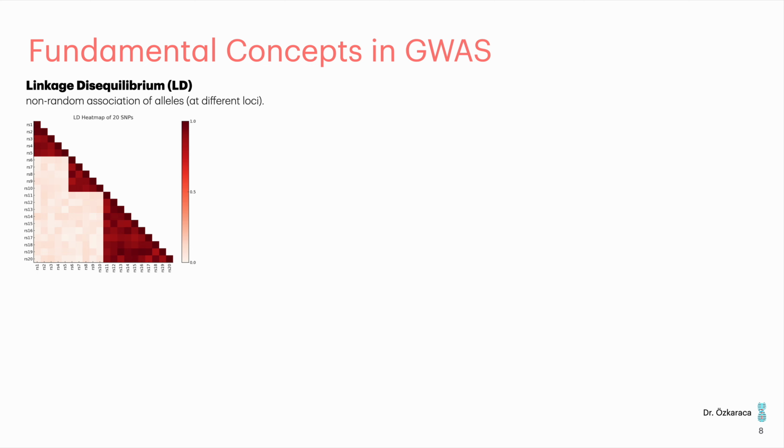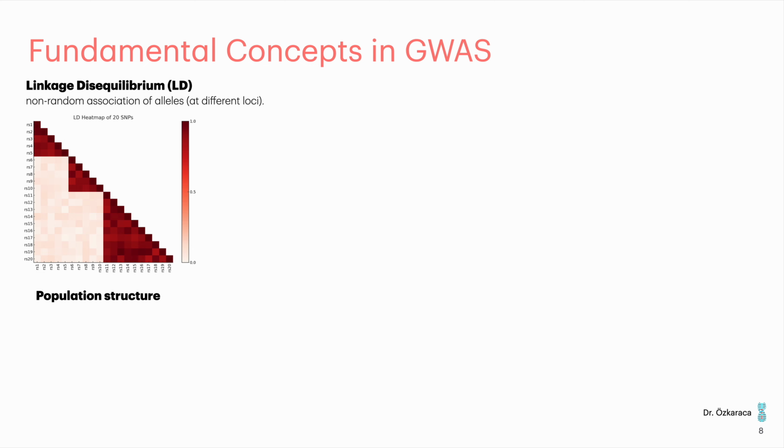LD refers to the non-random association of alleles at different loci, and it is often visualized in heat maps where triangular patterns indicate blocks of variants that are inherited together. So here we see three LD blocks, and blocks inherited together have high correlation within each other as shown in this heat map. And that's why we see peaks. If one of these is associated with a trait, then most probably all these 5 SNPs are found associated with the trait. And that's why we see those peaks in the Manhattan plots.